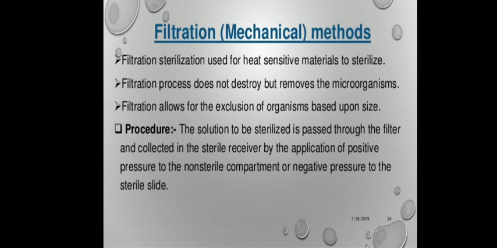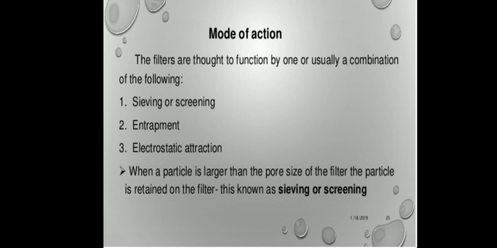Now, this filtration process is very simple. The material which we have to sterilize is passed through the filters and it is collected in a completely sterilized receiver. If the receiver or any particular container in which we are collecting the filtrate is not sterilized, then there are chances of contamination. So the receiver should be completely sterilized. Now there are different modes of action of filters.